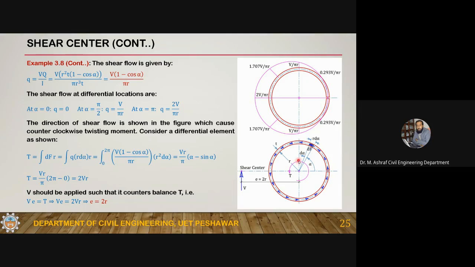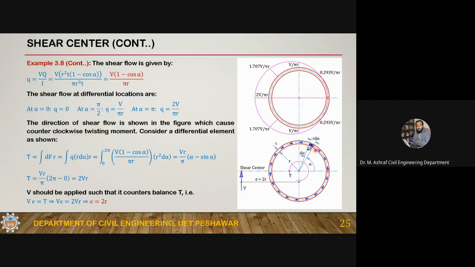Now if you look at this one, this shear flow is trying to induce a twisting moment in the section. Now how to get this twisting moment, because the shear flow is not uniform? So once again I am taking a differential element at an angle of alpha, making a d alpha angle, so its length is r d alpha. So the dF force is equal to q into r d alpha.